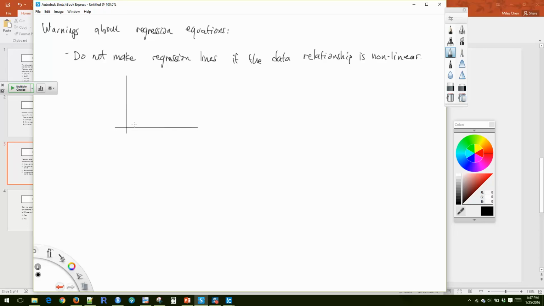So you can have a situation like this, and in this case your R is probably going to be something like 0.9. But a straight line is no good. Do not fit a straight line. So always, this basically means always graph the data first to make sure the relationship is linear.